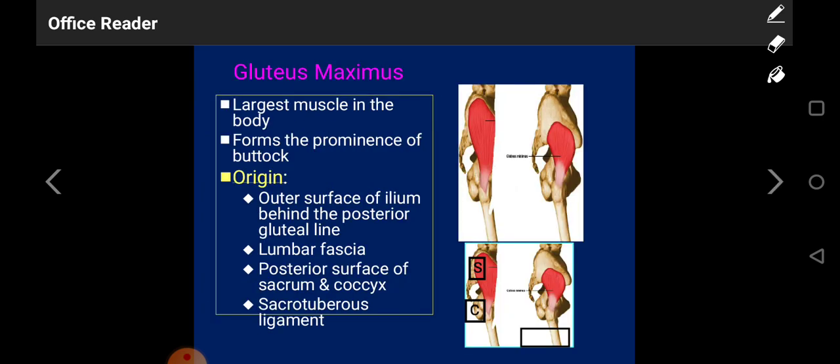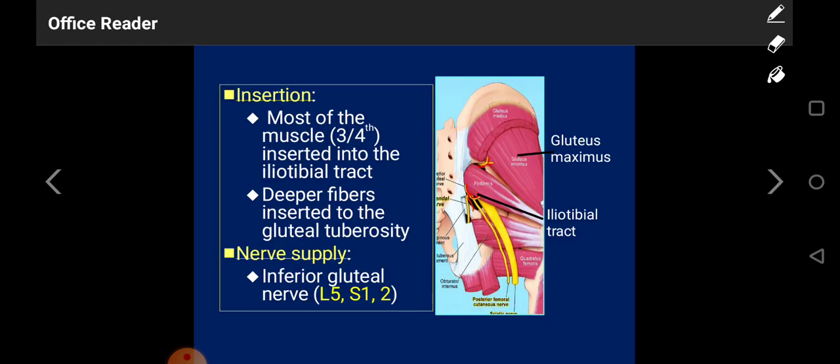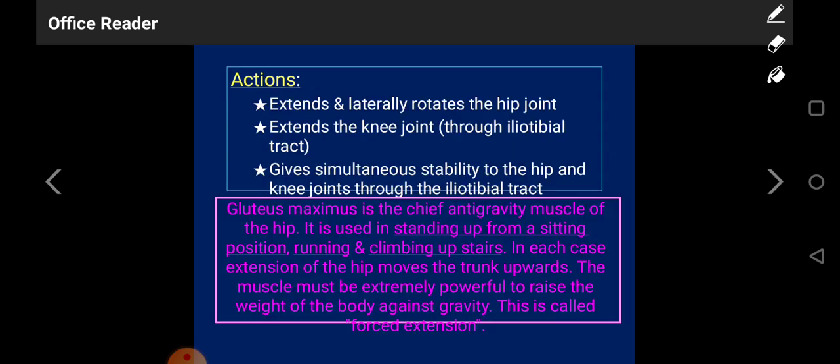The gluteus maximus is the largest muscle of the body. It forms the prominence of the buttock. It arises from the outer surface of the ilium behind the posterior gluteal line, lumbar fascia, posterior surface of the sacrum and coccyx, and sacrotuberous ligament. It is inserted in 2 forms: most of the muscle, that is 3/4 part, is inserted into the iliotibial tract and the deeper fibers are inserted into the gluteal tuberosity. It is supplied by the inferior gluteal nerve.